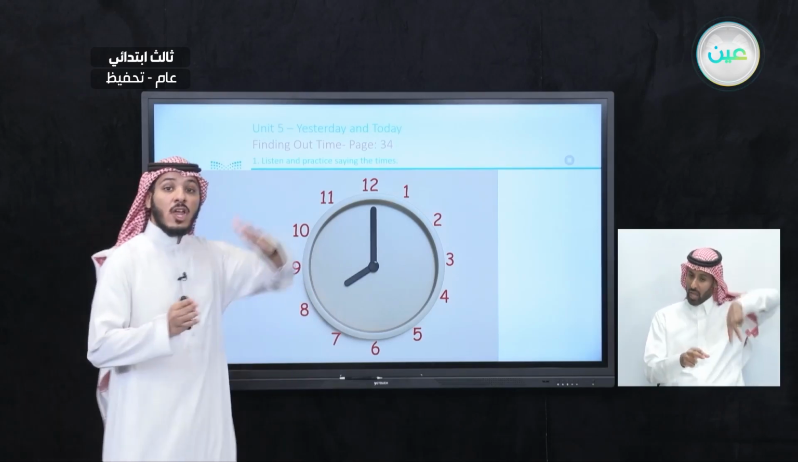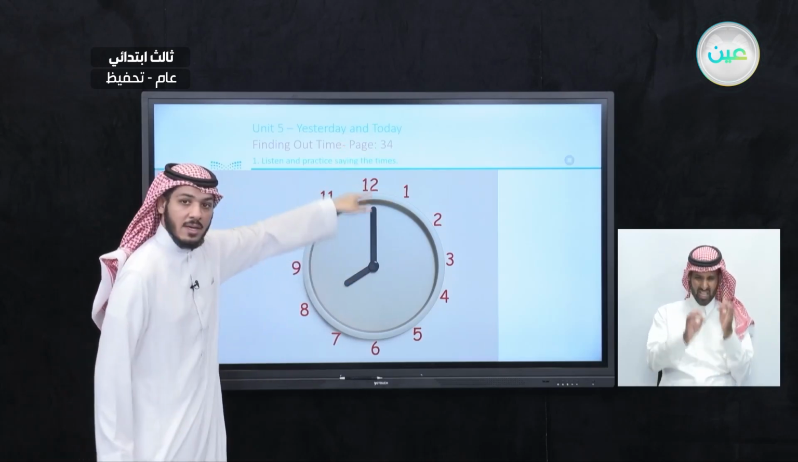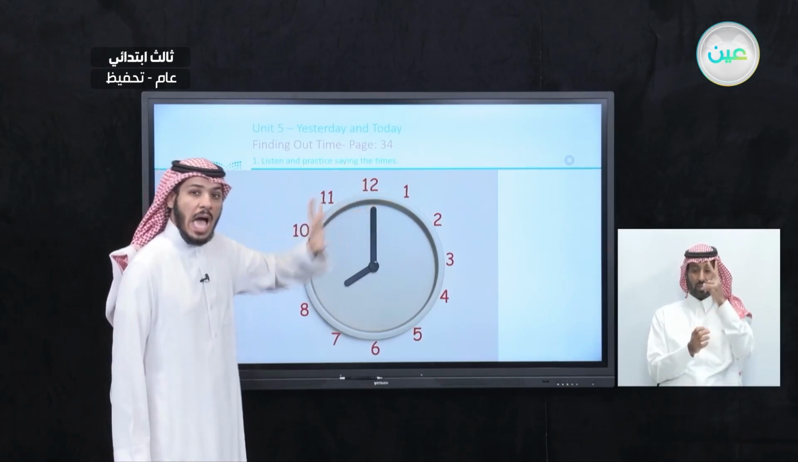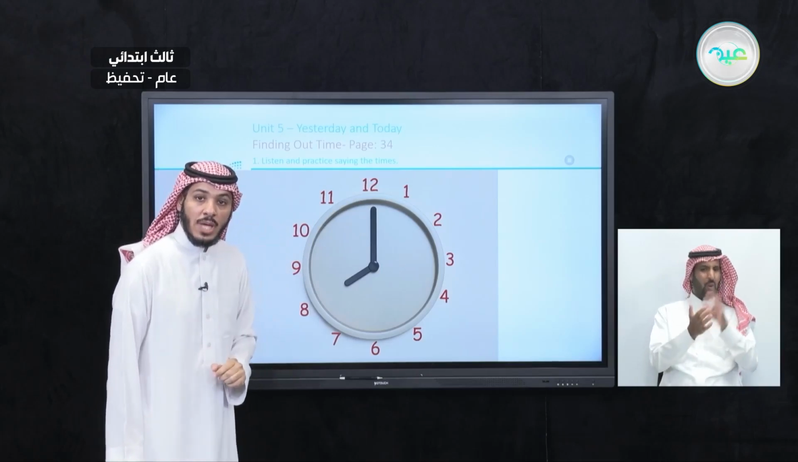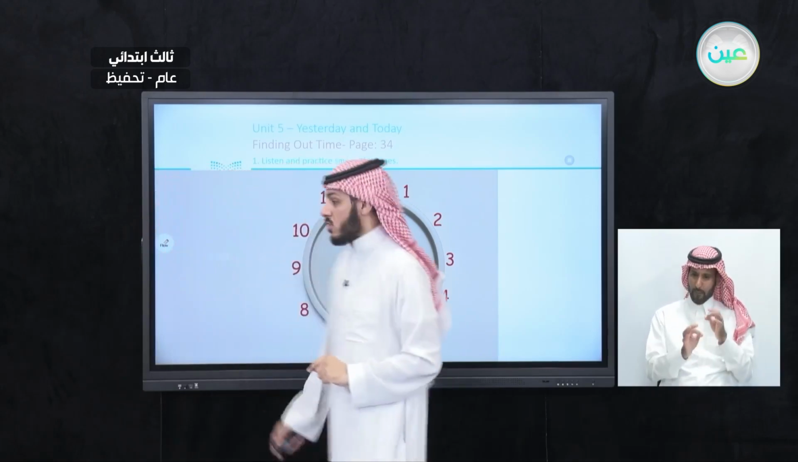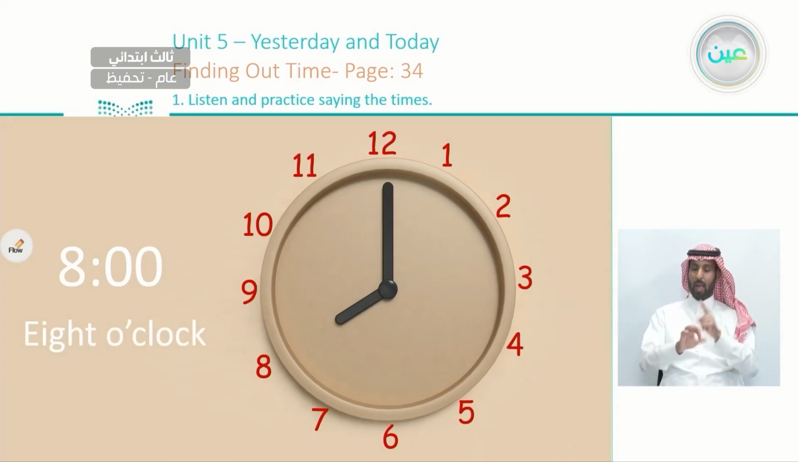What about the long hand here? This is the long one. So it's on 12. How many minutes on 12? 0. So we have 8:00. What do we call it? 8 o'clock. Excellent. So we have 8 o'clock.